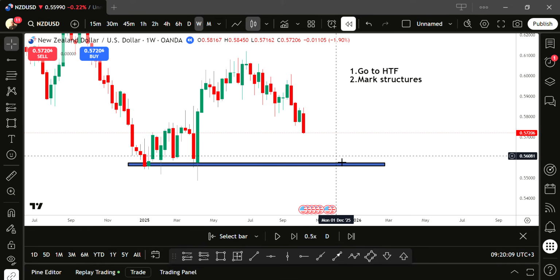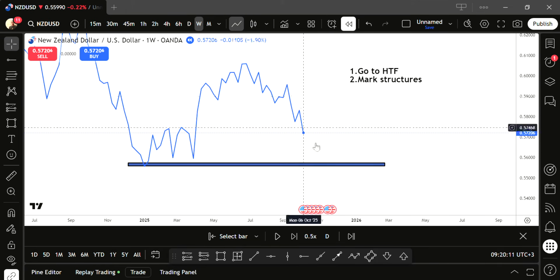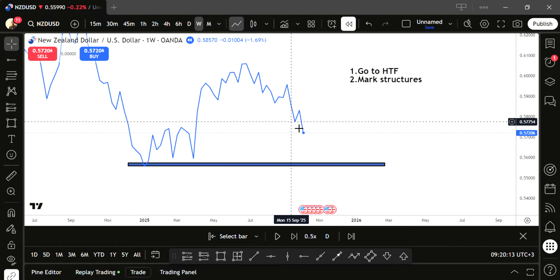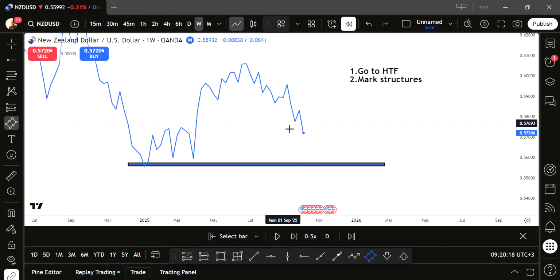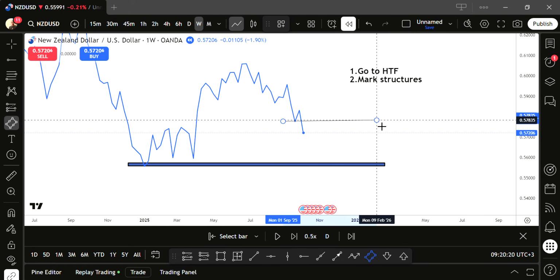That is number one. Number two, on the line chart, I see a previous support zone that has just been broken. Now I'm going to be interested in that. So I'm just going to mark it because this is a previous support zone that has just been broken.